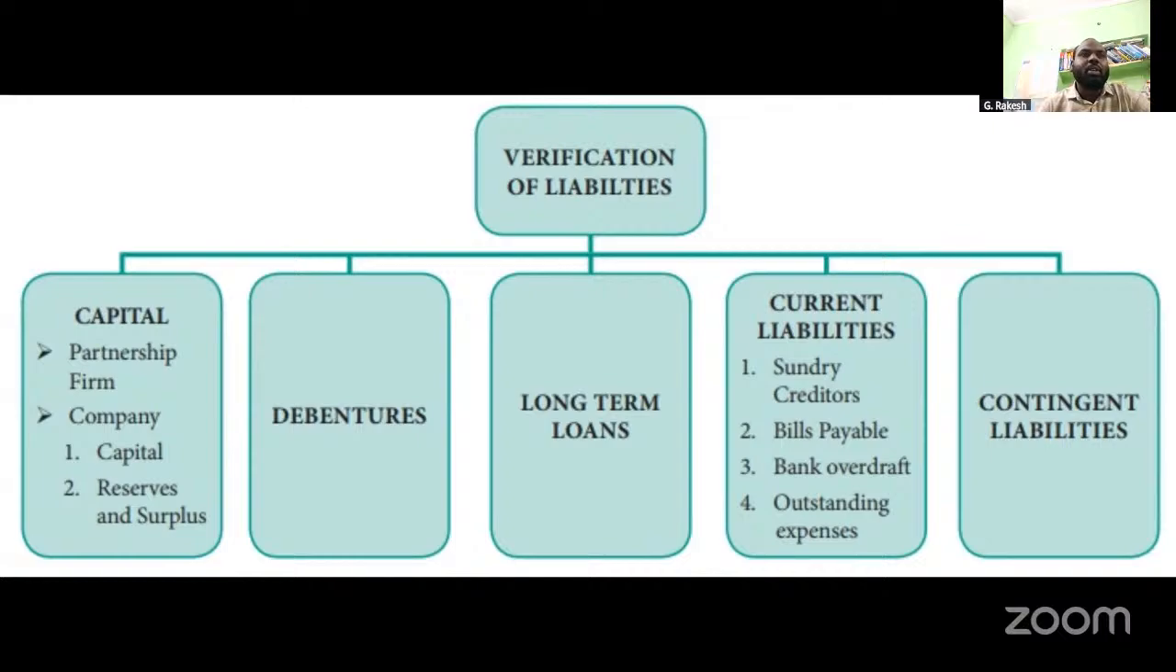The main objective of verifying liabilities is to ensure that the liabilities are properly disclosed, valued, classified, and presented in the balance sheet. The diagram which I have shared with you shows the various types of classification of liabilities: capital, debentures, long-term loans, current liabilities, and contingent liabilities. These are the different types of liabilities which we are going to discuss in detail.